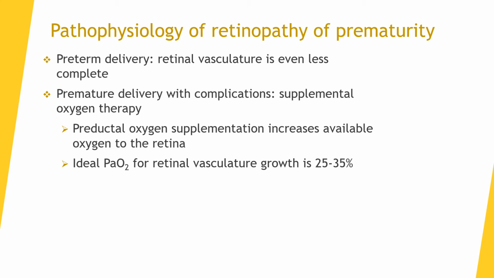The ideal partial pressure of oxygen for retinal vasculature growth is 25 to 35% because the stimulus for vasculature growth is hypoxia. The body needs to sense that the vasculature needs to grow and the tissue needs to be better supplied with oxygen. But with iatrogenic means, if the retina already gets enough oxygen, there's no need for vasculature to fully develop.